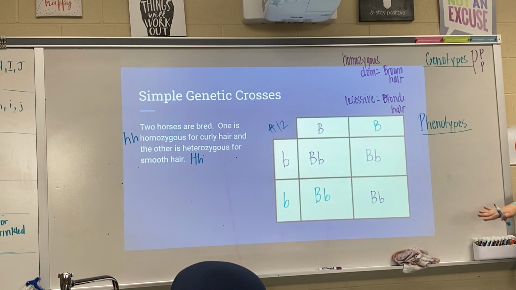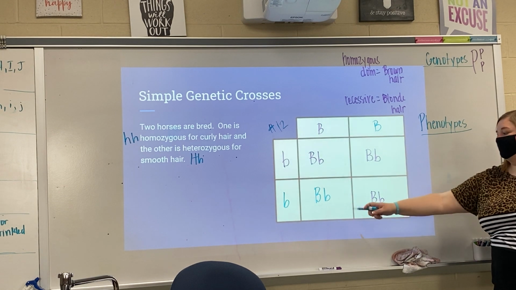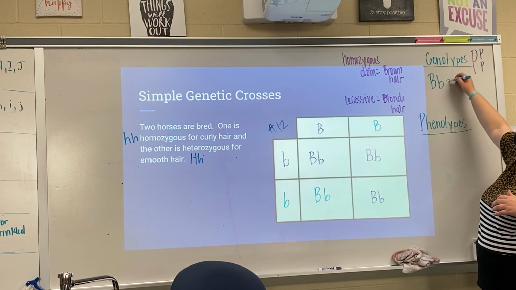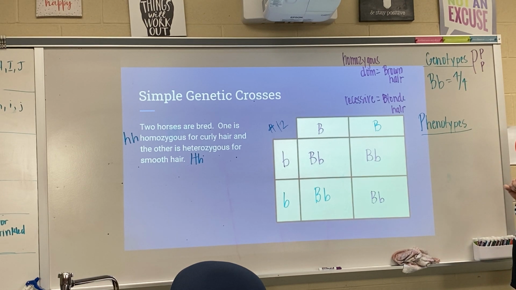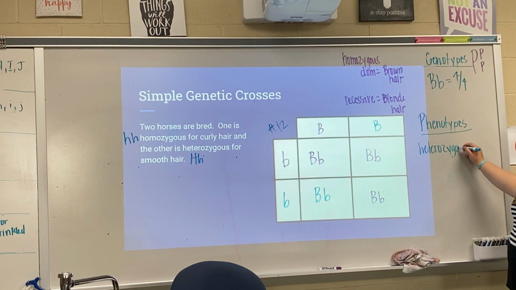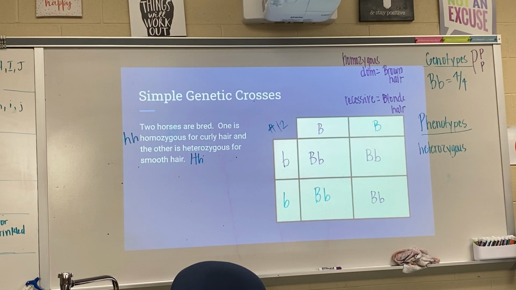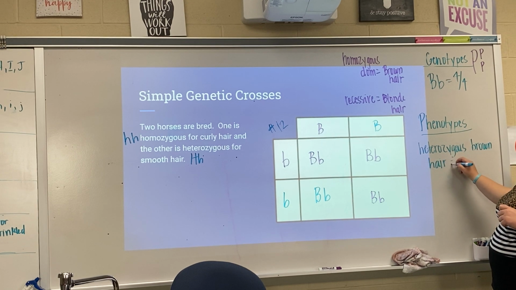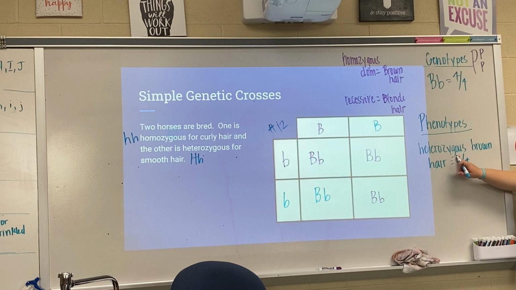Genotypes first, I make my grocery list, and I see that I only have big B, little b, and I count 1, 2, 3, 4 out of 4. Big B, little b means heterozygous because they're two different letters. And I'm still using the same phenotypes. So I'm going to have the dominant characteristic, which is brown hair. And I have four out of 4.